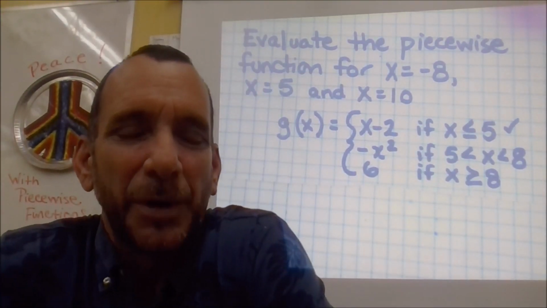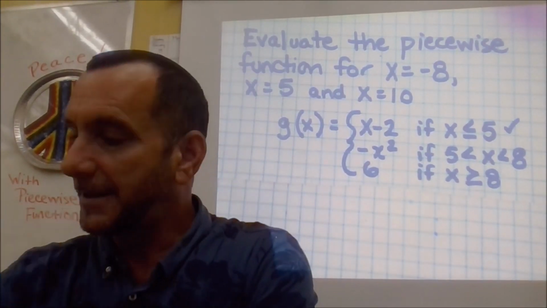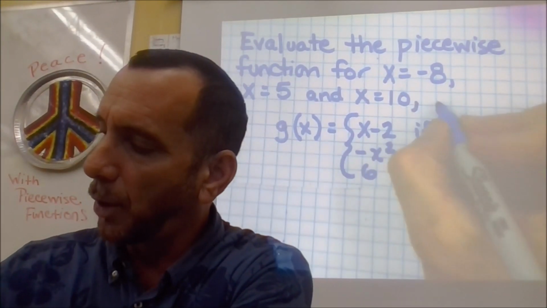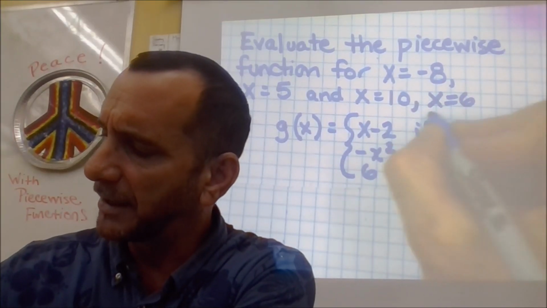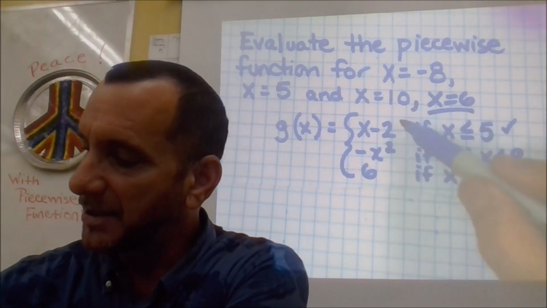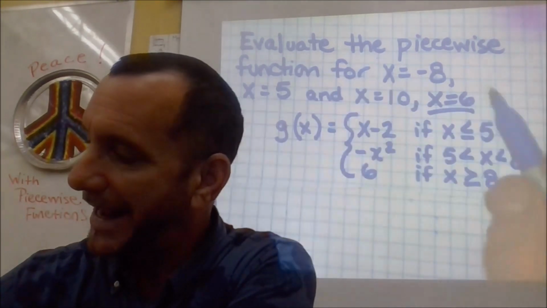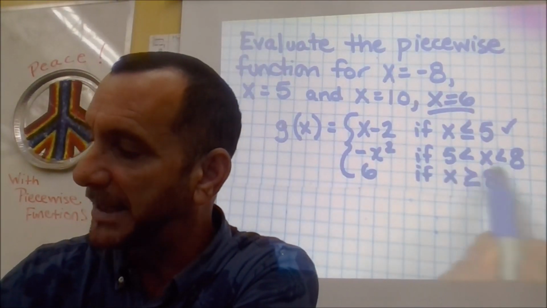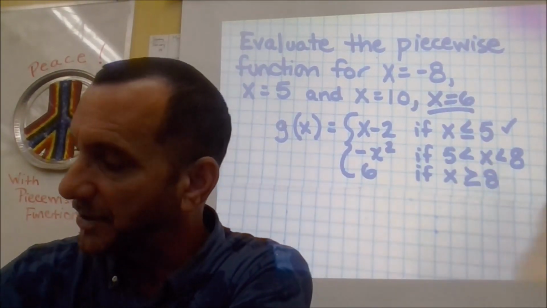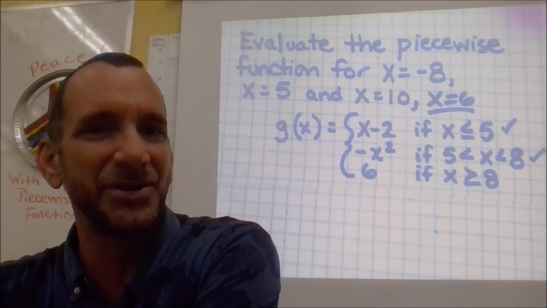Let's evaluate the piecewise function for x equals 6. I'm going to do one more. x equals 6. Let's do that one. When x equals 6, which piece of the function are we going to use? When x equals 6, that's between 5 and 8. So we'll use this second piece of the function.